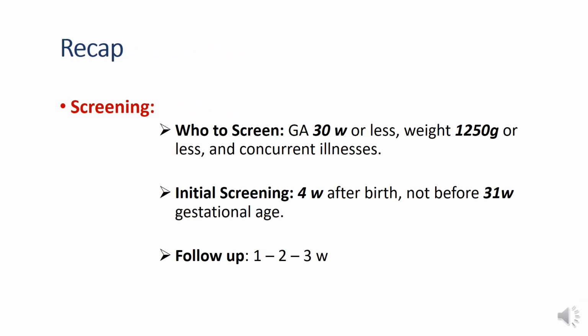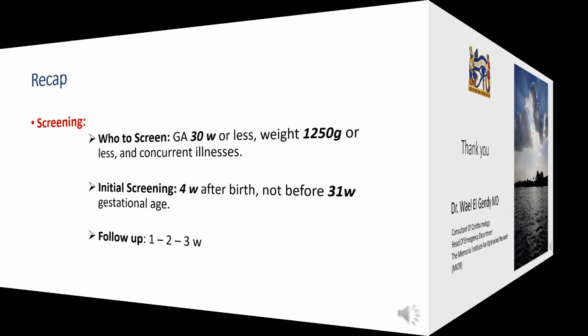So to summarize, we screen babies with gestational age less than 30 weeks at birth, and who weigh less than 1,250 grams at birth, and any neonates that have concurrent illnesses that deserve the follow-up. Initial screening should be done 4 weeks after birth, but not before 30 weeks gestational age. Follow-ups could be done at 1 week, 2 weeks, or 3 weeks intervals, depending on the pathology.